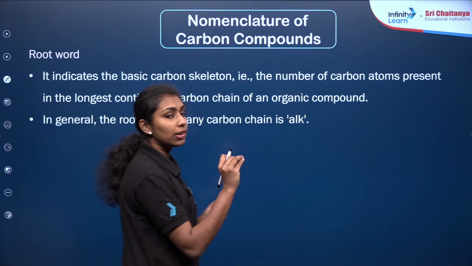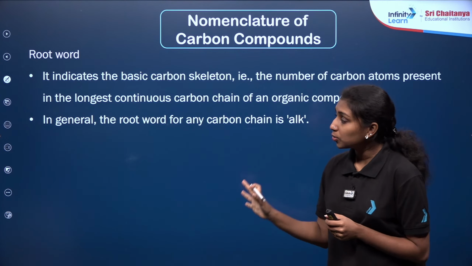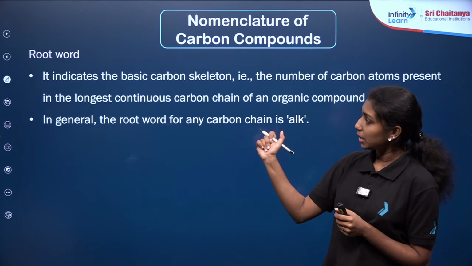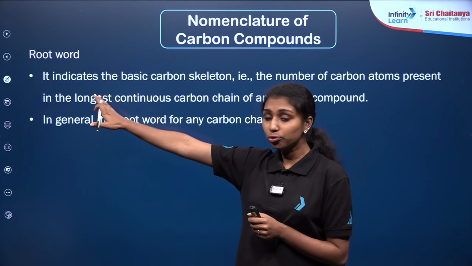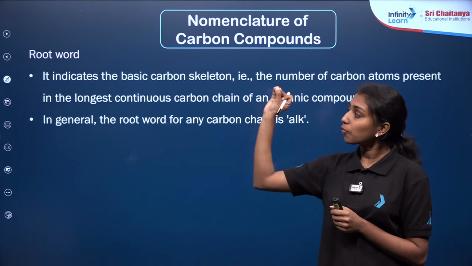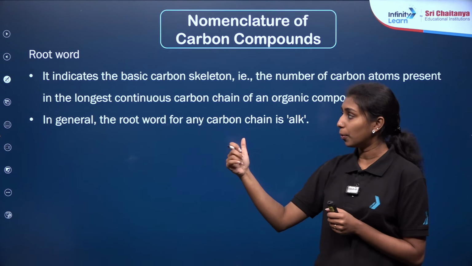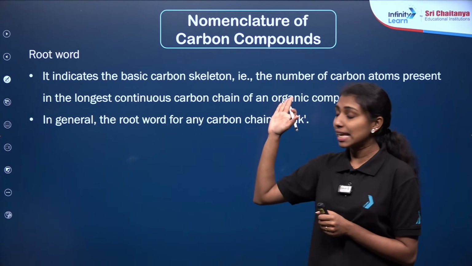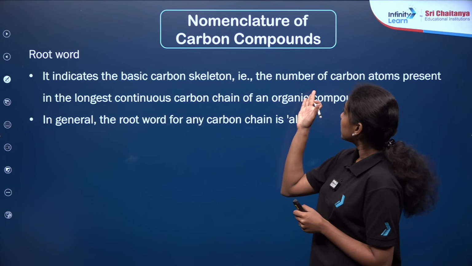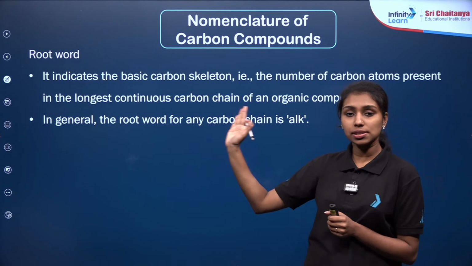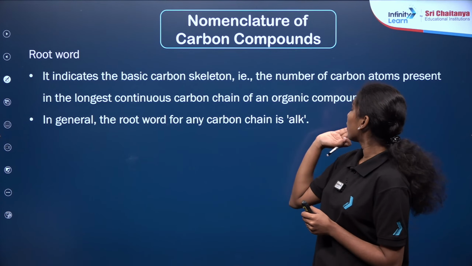In order to give the name of the compound, we need to memorize some terms for the basic naming. It indicates the root word. Root word means, depending upon the number of carbon atoms, we need to give some name for the compound. It indicates the basic carbon skeleton, that is, the number of carbon atoms present in the longest continuous chain in an organic compound.